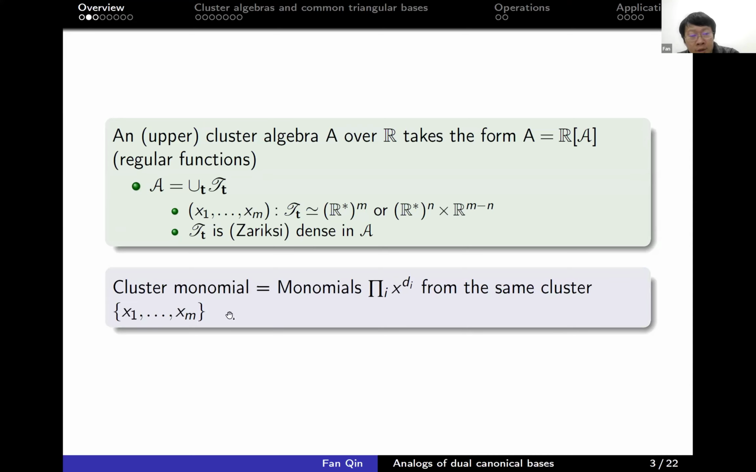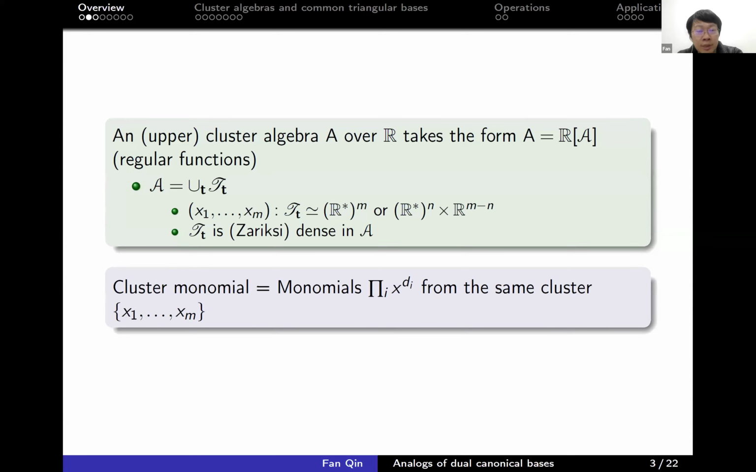And then we have a notion that we'll repeat again. So we have something called a cluster monomial, namely you choose any cluster, or say any chart, and you form the monomials from the local coordinates in this chart, and this will be called a cluster monomial. These are some special elements. If you have any questions, just interrupt me.